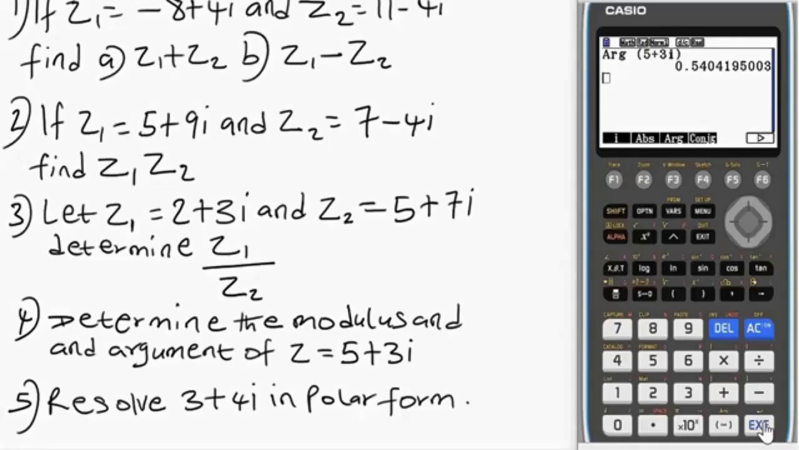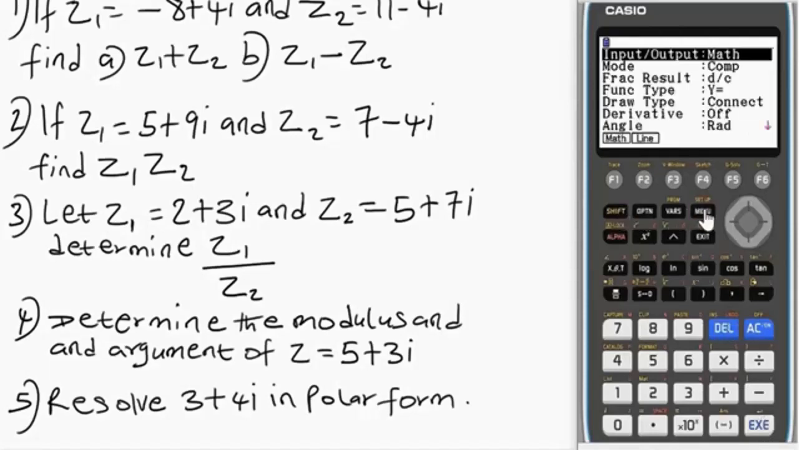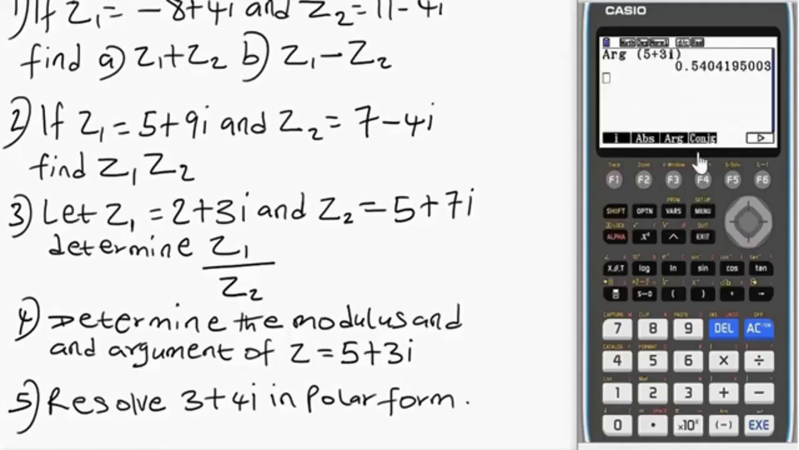Alright, to get the answer in degrees, all you have to do is simply press shift menu. Go to angle. When you get here, this is degree, press F1. Then press exit, press equal to. You will see that this value will change to degrees. It equals 30.96, which is approximately 31 degrees if you approximate. Alright, so it's as simple as that, guys.